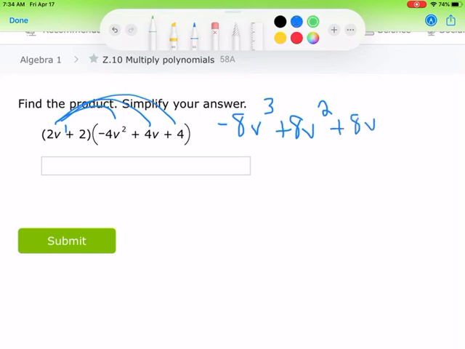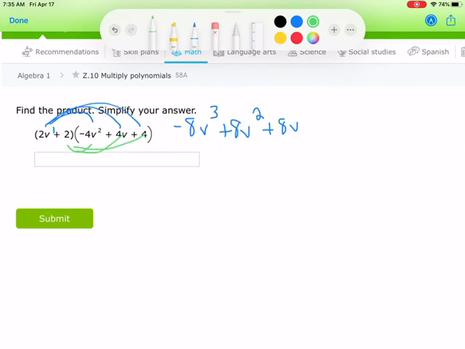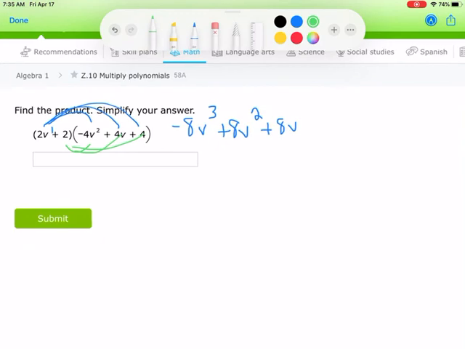Let me change some color out. Distribute the 2 now again to all 3 of those things. So we get a negative 8v squared. I'm going to put it underneath. The next term right here, you get a positive 8v. So I'm going to put that underneath as well. And then the last one, positive 8. So I did this one vertically. Take a look at my setup here.